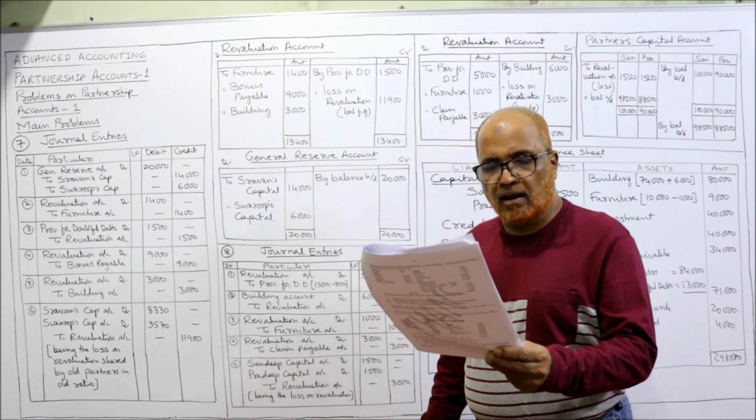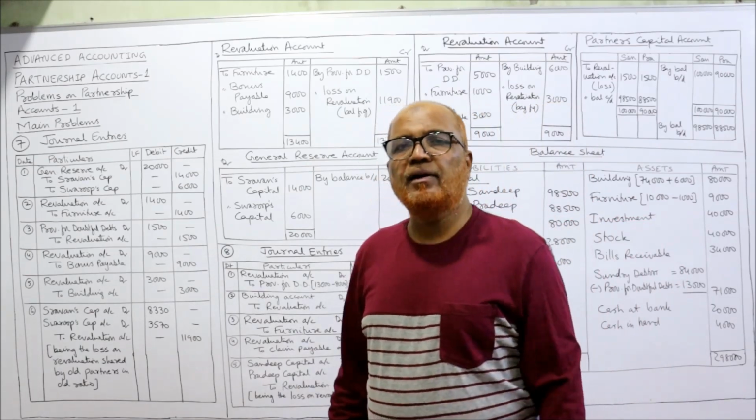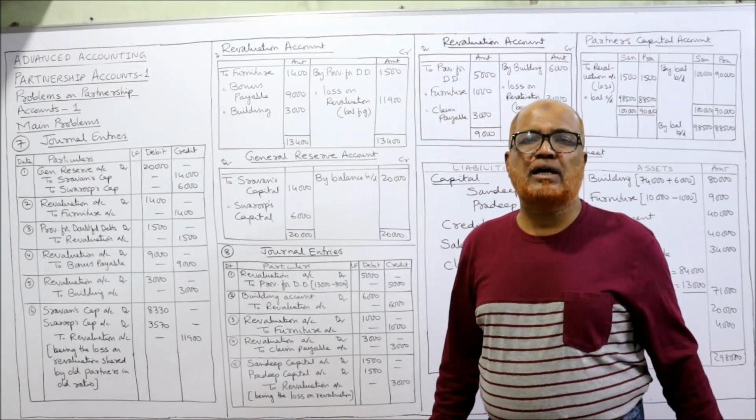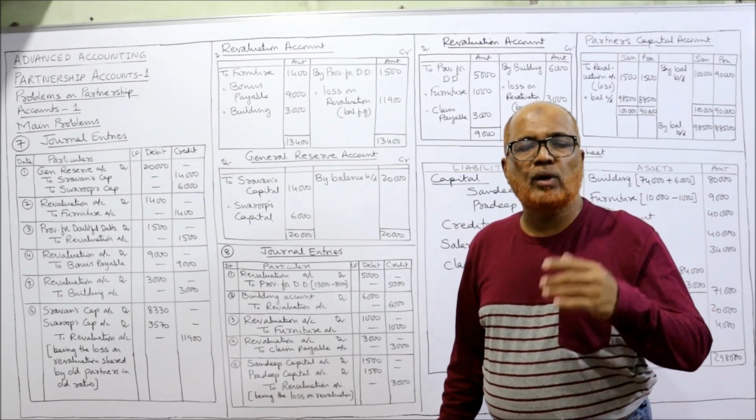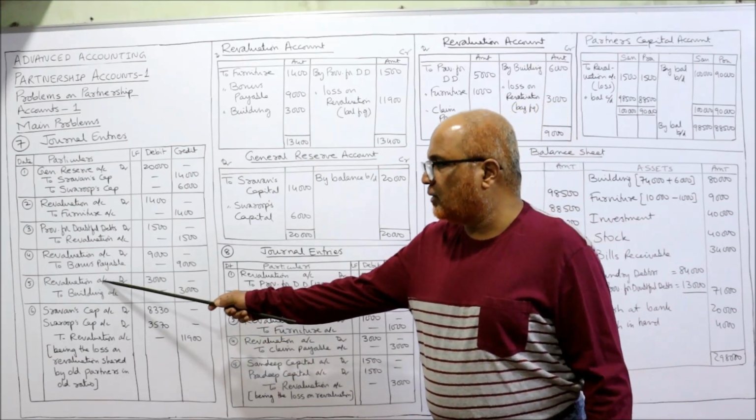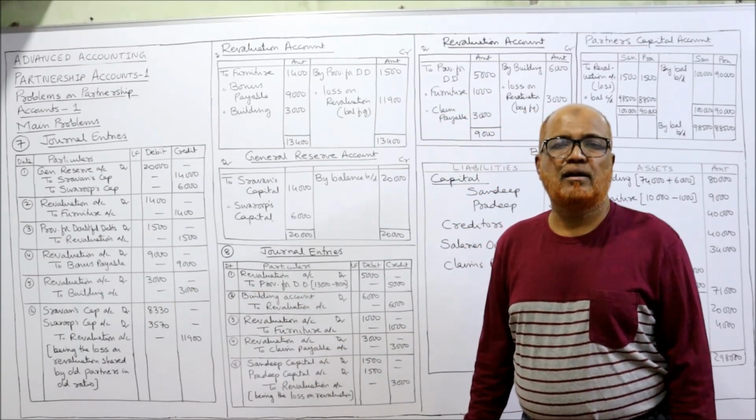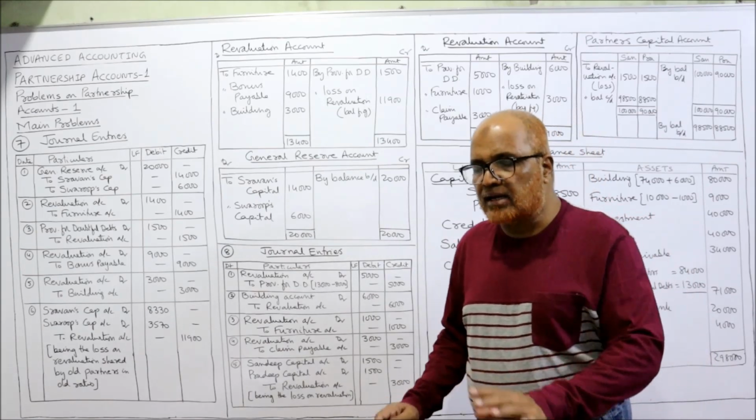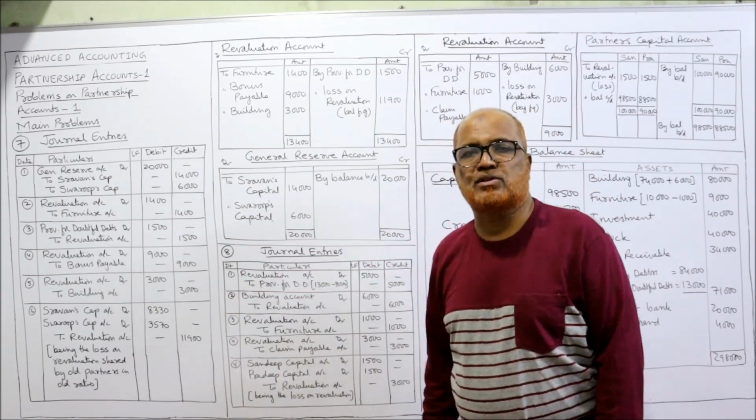Now next one is write off 3,000 from book value of building. From building 3,000 rupees we have to decrease. The building will be credited. Debit will be given to revaluation. Entry will be revaluation account debit, building account credit. Being the value of building decreased. So whatever adjustments are given, we have passed the entries for the adjustments.